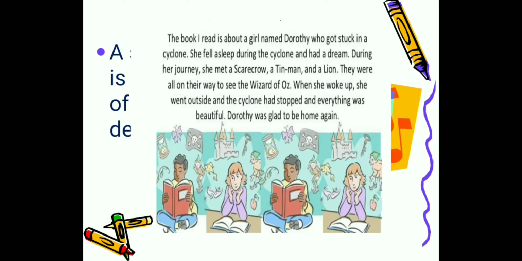For example, here is a short summary from the story Wizard of Oz. Let's read it. The book I read is about a girl named Dorothy who got stuck in a cyclone. She fell asleep during the cyclone and had a dream. During a journey, she met a scarecrow, a tin man, and a lion. They were all on their way to see the Wizard of Oz. When she woke up, she went outside and the cyclone had stopped, and everything was beautiful. Dorothy was glad to be home again.